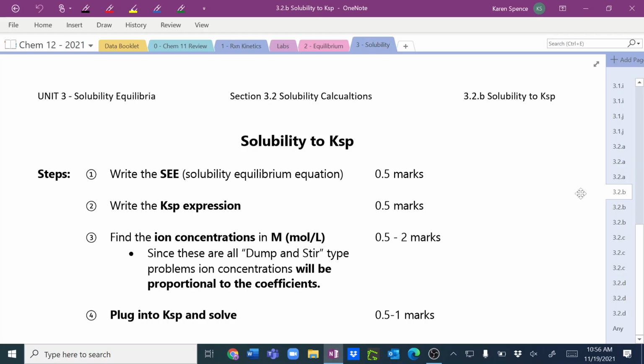We're going to be looking at 3.2b, which is the first page of that thing that you just got. So the next part of this unit is doing KSP calculations. And I think there are, is it 4 or 5 different types? And none of them are especially difficult.